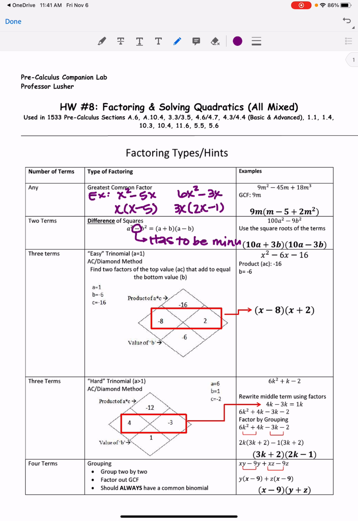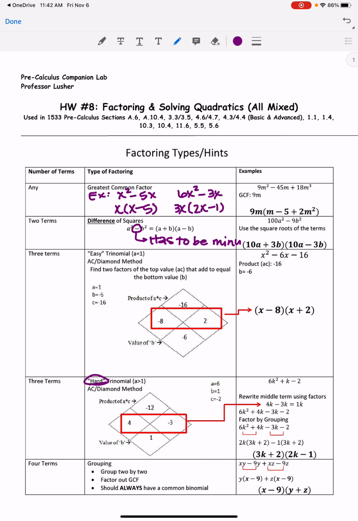Okay, then you have 3 terms. You either have an easy trinomial or a hard trinomial. What makes it easy versus hard is if you have 1 as your coefficient. So when a is 1, that's the easy one. They make a diamond, but you go into your x. Up here is your a times c. Down here is your b. And so you want to know what adds up to b but multiplies to ac. Once you get those 2 numbers, then it just becomes x plus this, x plus this.